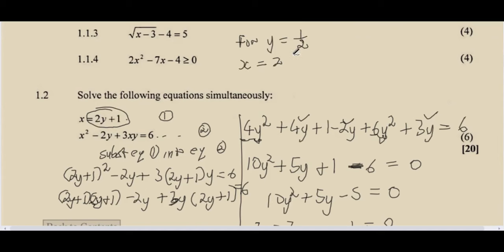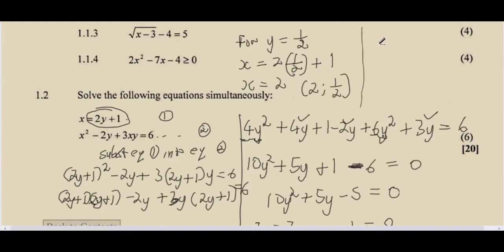Then we're going to find our x value for that. So x is equals to, where there is y, I'm now going to substitute 1 over 2. Then plus 1. So what is 2 times half? That's equal to 1. 1 plus 1 is equals to 2, right? So that's our x value. Now writing it in terms of coordinates, that means if the x value is 2, then it maps to the y value being 1 over 2, right?